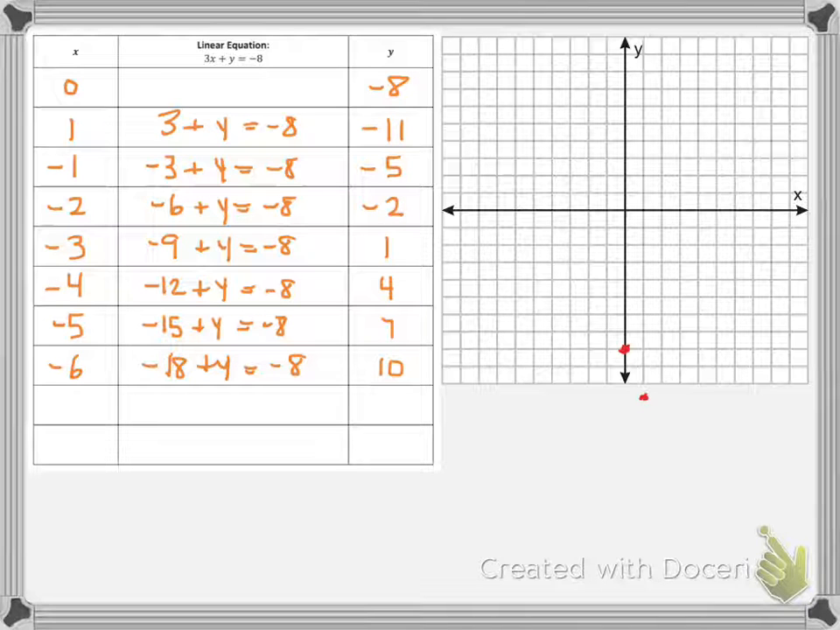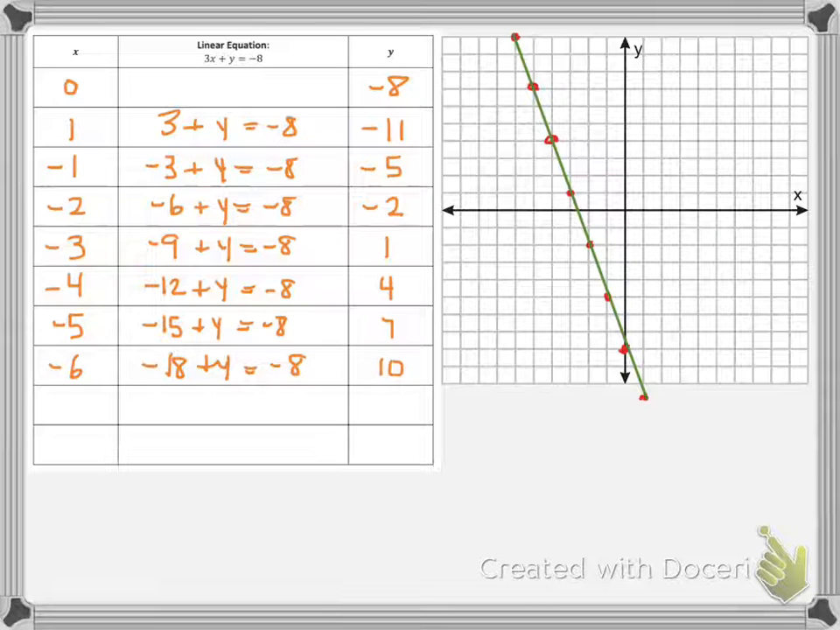So left 1 down 5 would be here. Left 2 down 2 would be here. Left 3 up 1 is that one. Left 4 up 4 is here. Left 5 up 7 is right there. And left 6 up 10 is all the way up here. And let's connect those dots. And we've got a line. That is the line of the linear equation 3x plus y equals negative 8.